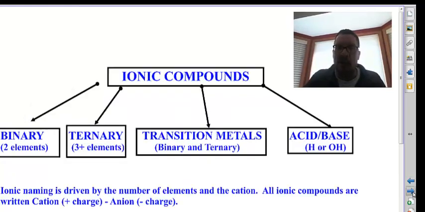Which we'll talk about at a later date. Here we go. Here's the types of ionic compounds we are going to talk about and figure out how to name. Binary compounds have 2 elements. Ternary or polyatomic have 3 or more elements.